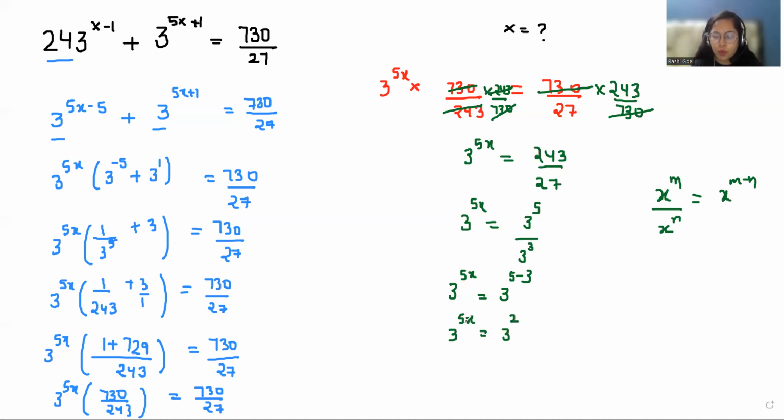If we compare both sides, if the bases are equal, their powers are also equal. So 5x is equals to 2. If I divide both sides by 5, the value of x will be 2/5. That's how we can find the value of x.